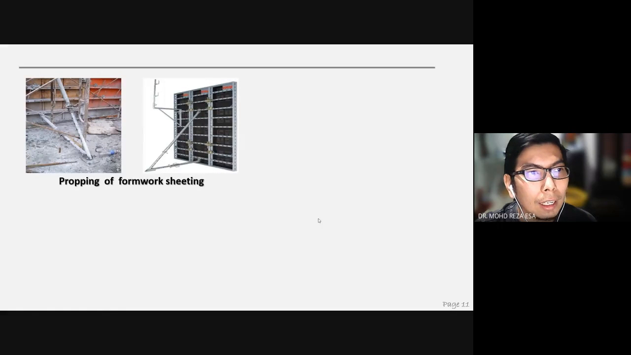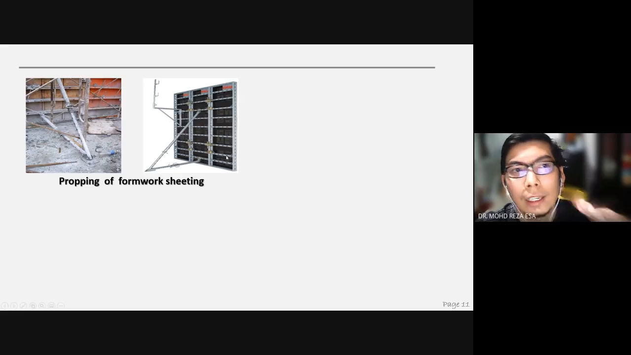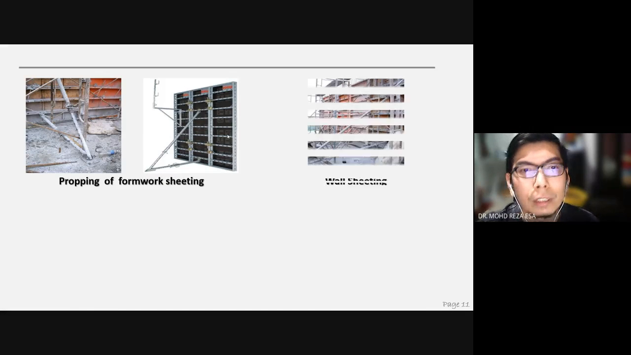Alright, just now kita have a look on the tie rod. Now kita akan tengok on the propping of the formwork sheeting. Dia punya prop, tupang dia, kita nak give extra stability of the formwork sheeting ni. Kepingan atau panel formwork kita ni, nak bagi dia enough verticality, dia betul-betul be adjusted, dan kita akan pasang prop dia.